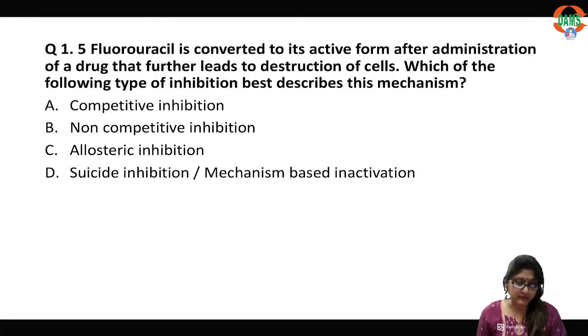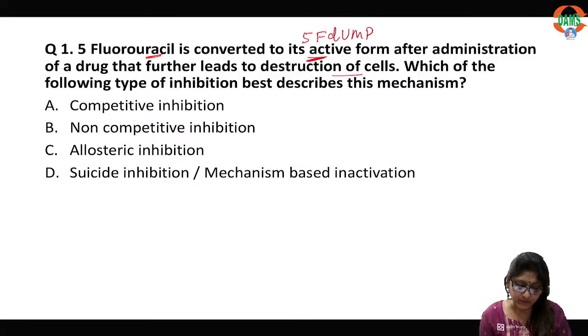The first question which was asked was 5-fluorouracil. This is converted to its active form. What is the active form of 5-fluorouracil? It is 5-fluorodeoxy-UMP. From the active form after administration, the drug further leads to destruction of the cell.